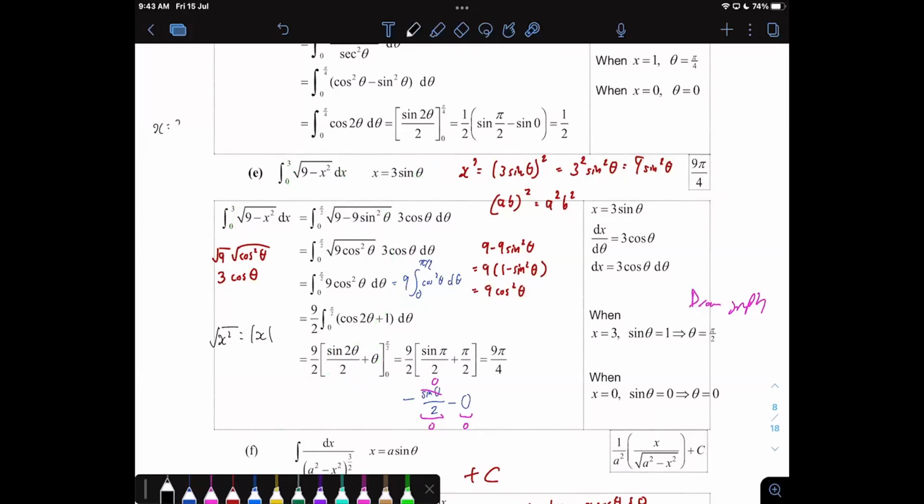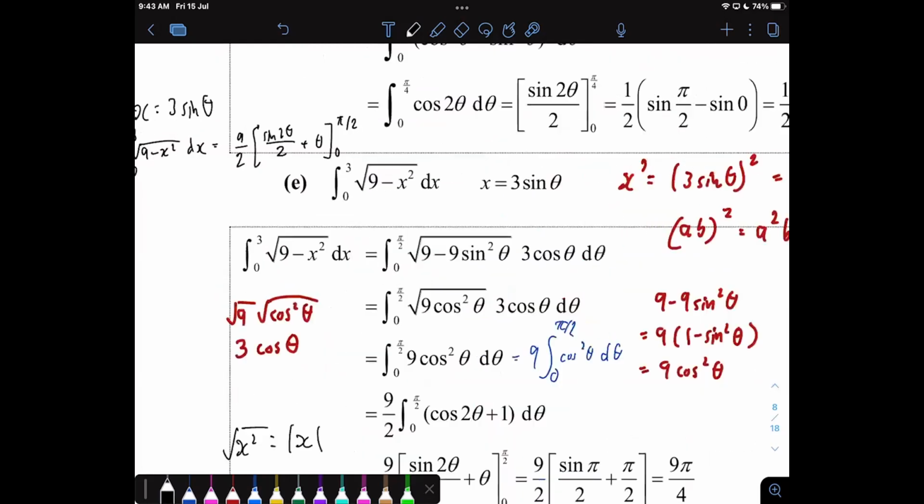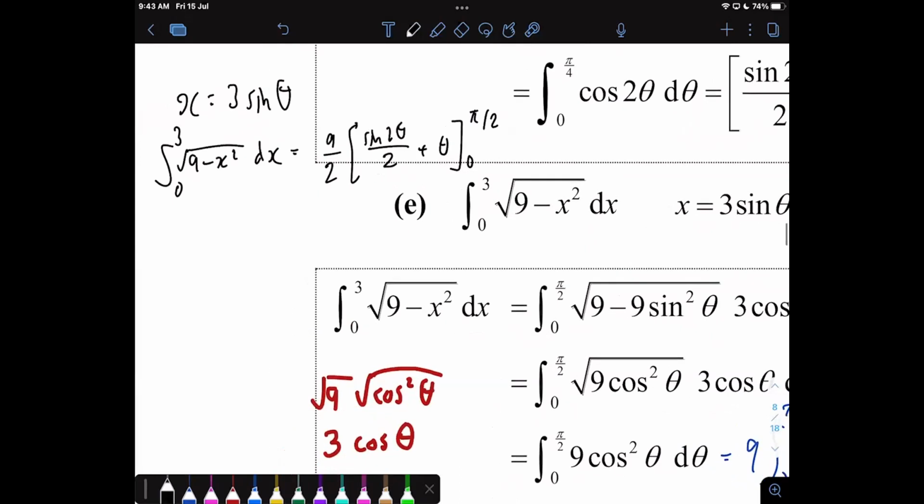So if x equals 3 sine theta, our final answer for the integral of, let's say without the limits, square root of 9 minus x squared dx, we got 9 over 2 bracket sine 2 theta over 2 plus theta with limits 0 to pi by 2. Now, technically, you could also replace the sine 2 theta back with something in terms of x. But that requires trigo identities, which is more annoying and unnecessary when it's a definite integral.